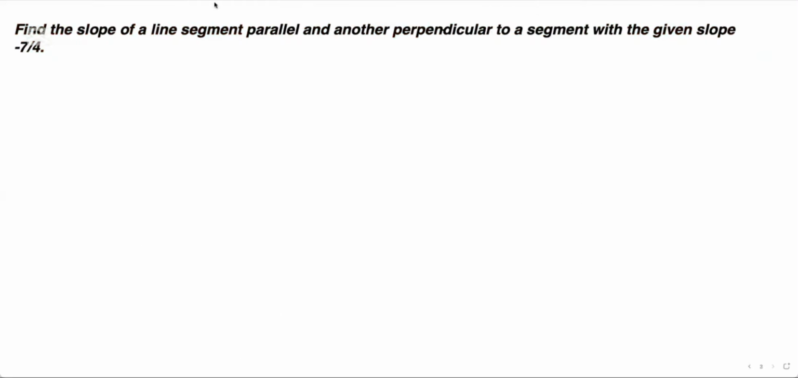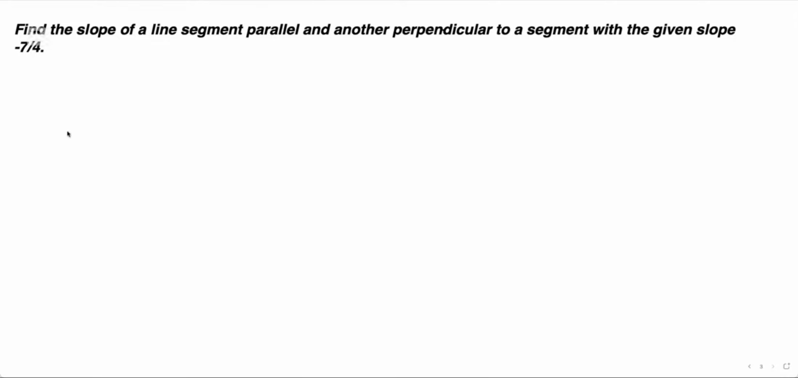Okay. So find the slope of a line segment parallel and another perpendicular to a segment with a given slope, -7 over 4. So what this is asking is, if you have a line that has a slope of -7 over 4, then a line that's parallel to this line, what's the slope of that line? And if a line is perpendicular to that line with the slope of -7 over 4, what would the slope be?